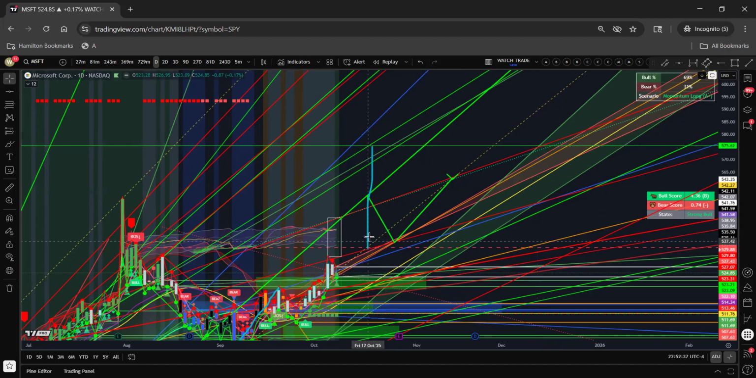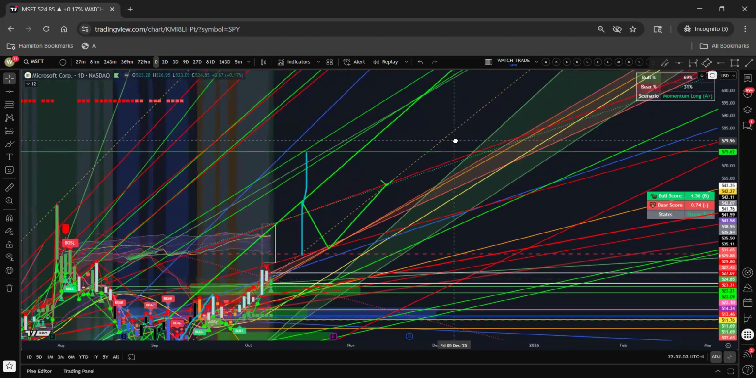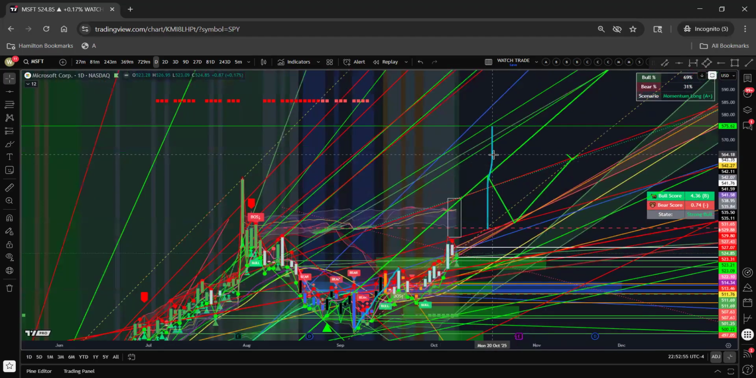So we drew this line from the head to the shoulder. We plotted it here and followed it all the way over. We have a convergence. 575 could be our ultimate target on December 11th. Kind of cool, huh?